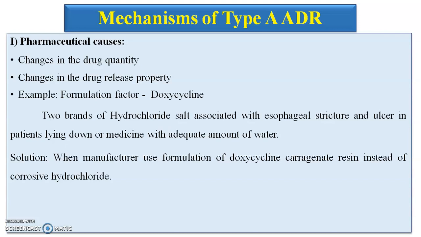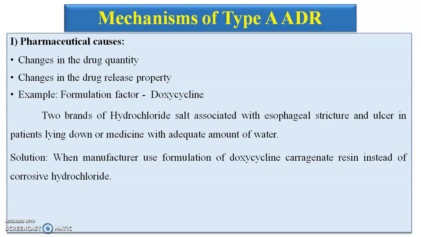Understanding the mechanism of type A ADR, there are three major causes for every adverse drug reaction. Those are called pharmaceutical causes, pharmacokinetic causes, and pharmacodynamic causes. First, pharmaceutical causes are change in the drug quantity, or any change in the property of drug release in the body leads to pharmaceutical causes.